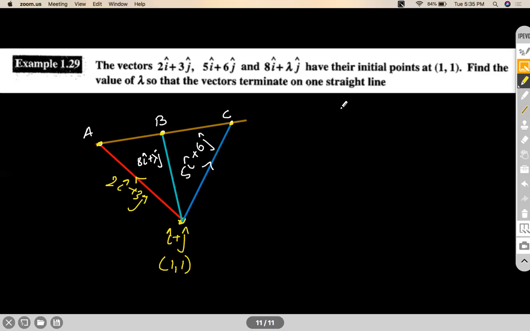In other words, they're trying to ask you such that one of the vectors becomes a scalar times the other. I will not use lambda because lambda is already used. Let me use, let's say, delta or something. Once you're done, put your response on the chat.